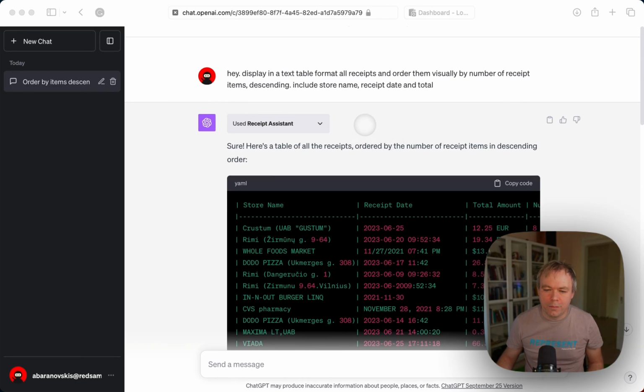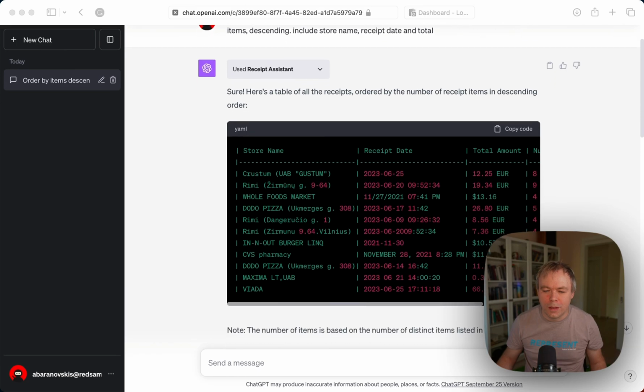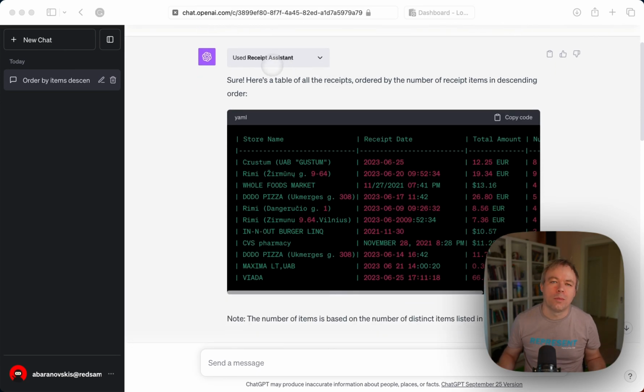So over here I asked a question, for example, to fetch all the receipts from the data stored and display them in a table in descending order, and to include store name, receipt, and total. And the request was sent to the plugin.